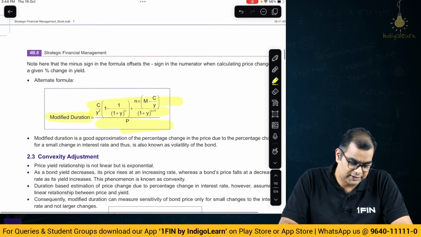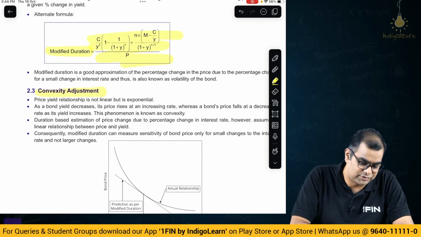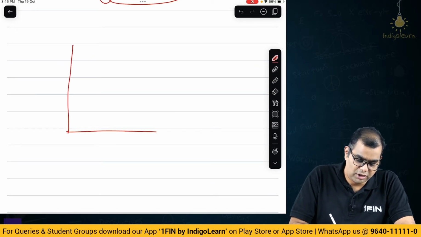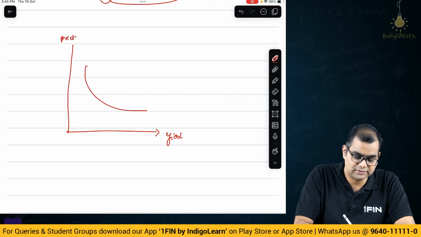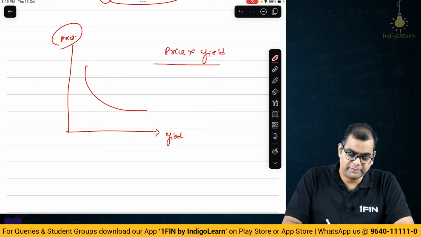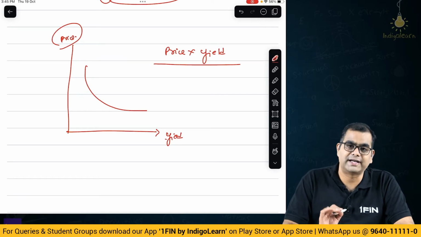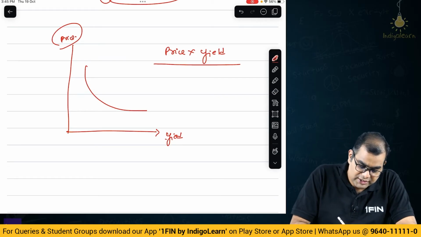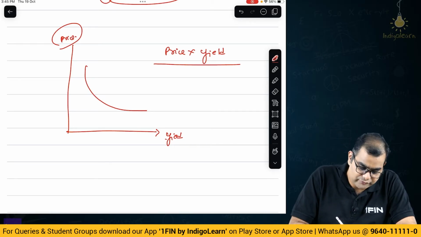Now coming to the next part, something called convexity. Before you understand convexity, we have to understand something more specific with respect to the price of a bond. So this is the bond price curve. This is yield, this is price. This is the relationship between price and yield. Yield is always on the x-axis and price is on the y-axis. Now what you have to understand is that this is not a straight line. So what if it is not a straight line? There is a very important aspect.